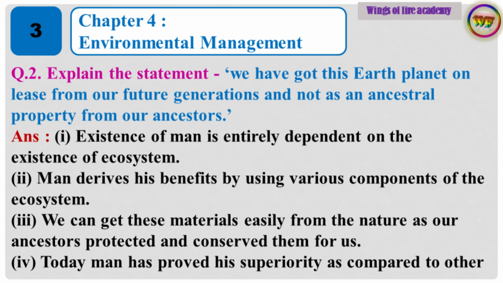Question 2. Explain the statement, "We have got this Earth planet on lease from our future generations and not as an ancestral property from our ancestors." Answer. Point 1. Existence of man is entirely dependent on the existence of the ecosystem. Point 2. Man derives his benefits by using various components of the ecosystem. Point 3. We can get these materials easily from nature as our ancestors protected and conserved them for us.